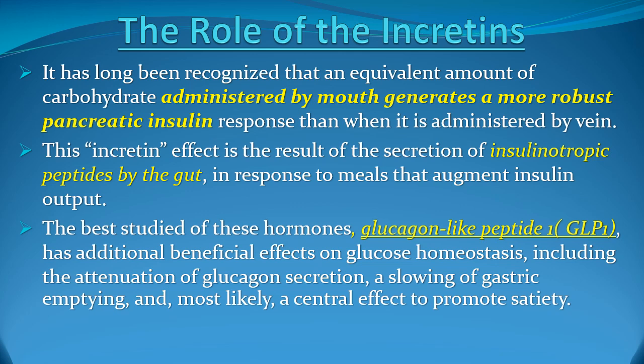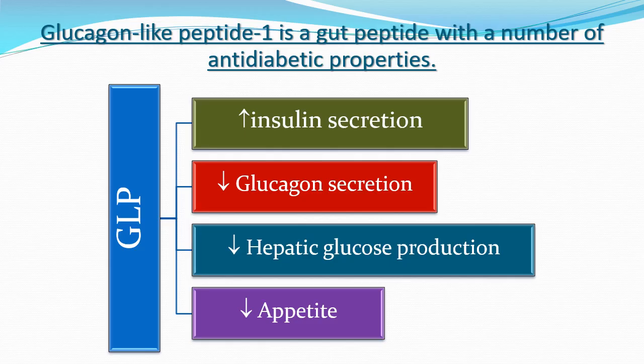hormones or some peptides produced by the gut in response to the orally administered glucose. And these peptides include many classes, and the most important of them is what we call glucagon-like peptide 1. And it was found that glucagon-like peptide 1 has certain beneficial effects regarding the control of the blood glucose. For example, it decreases the glucagon secretion and it slows the gastric emptying, and it also has a central effect which will promote satiety. Which means that these gut hormones, the most important of which is glucagon-like peptide 1, might have a potential in the treatment of diabetes.